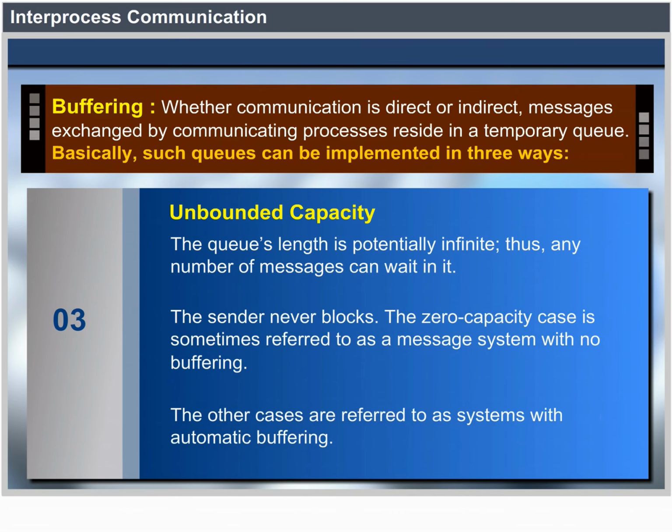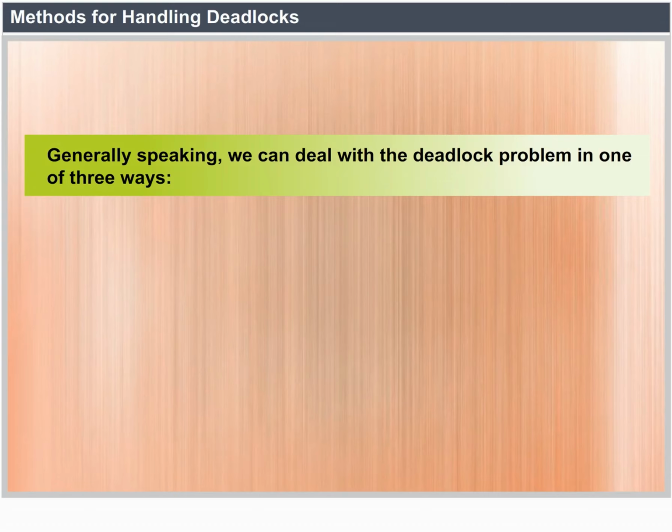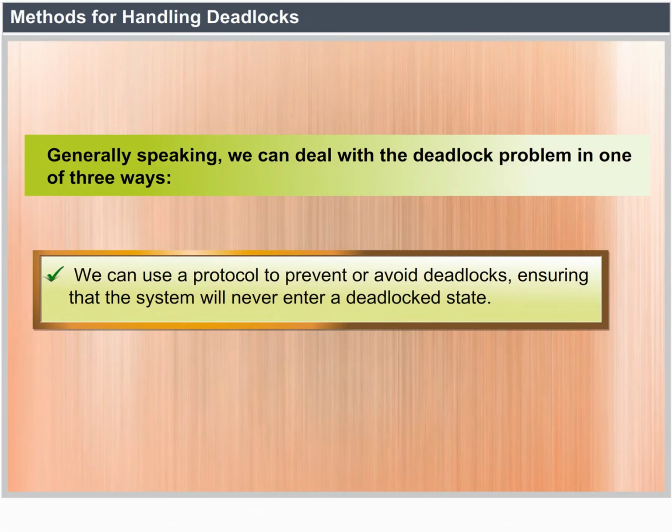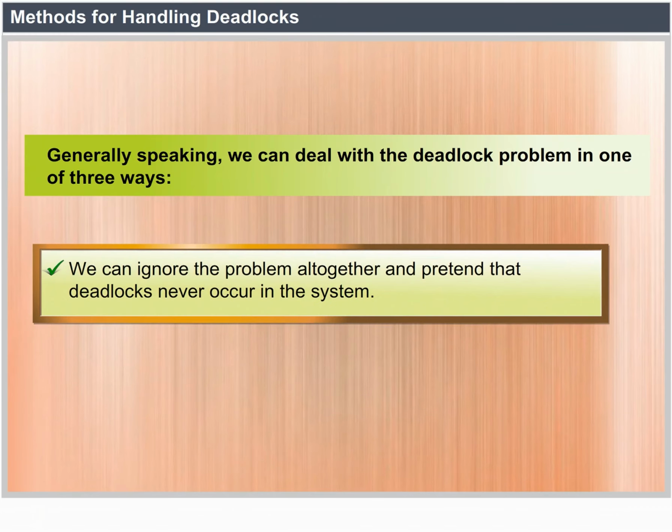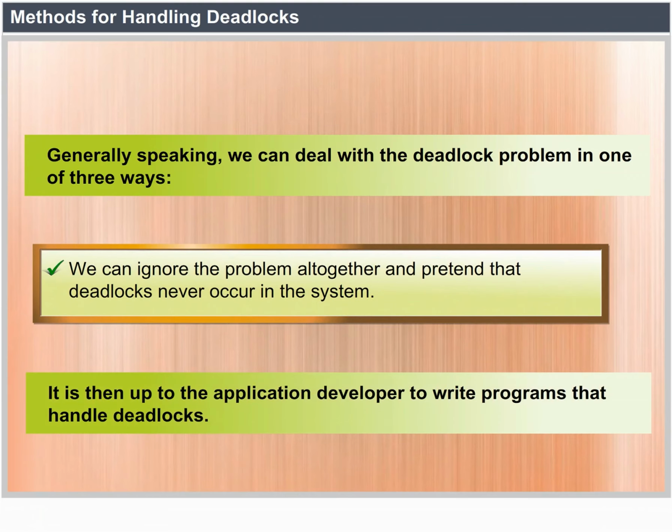Methods for handling deadlocks. Generally speaking, we can deal with the deadlock problem in one of three ways. We can use a protocol to prevent or avoid deadlocks, ensuring that the system will never enter a deadlocked state. We can allow the system to enter a deadlocked state, detect it, and recover. We can ignore the problem altogether and pretend that deadlocks never occur in the system. It is then up to the application developer to write programs that handle deadlocks. Three methods of handling deadlocks.